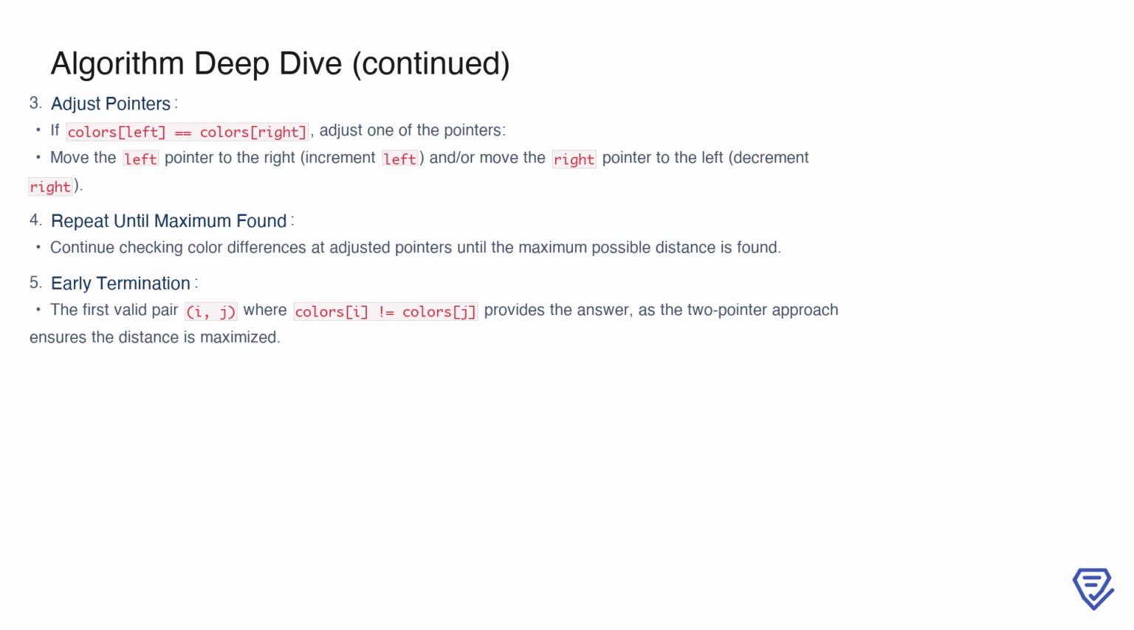However, if the colors are the same, we need to adjust the pointers to explore other potential pairs. Depending on the situation, we either move the left pointer 1 step to the right or the right pointer 1 step to the left, effectively narrowing the range. This adjustment continues until we find 2 houses with different colors, ensuring that the distance is maximized as soon as a valid pair is identified.